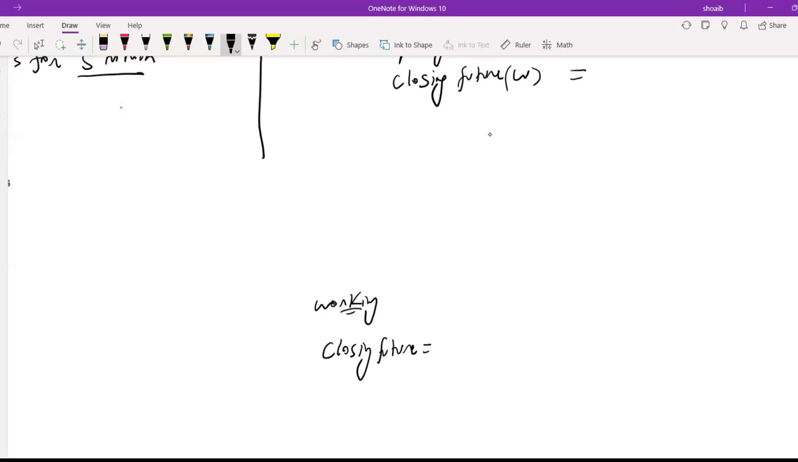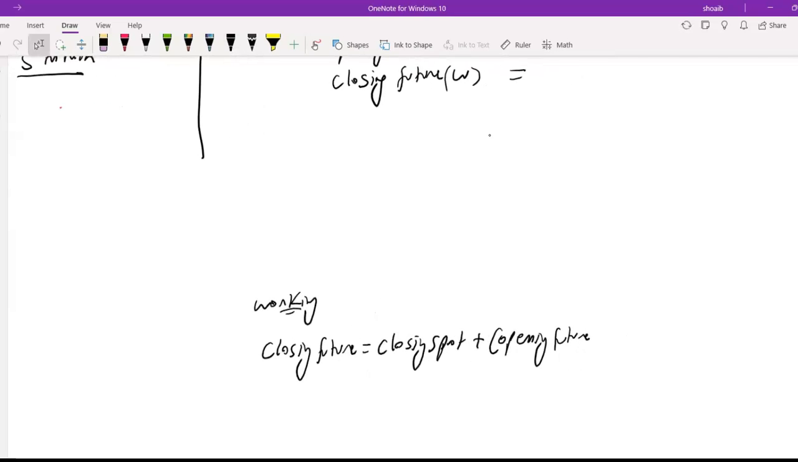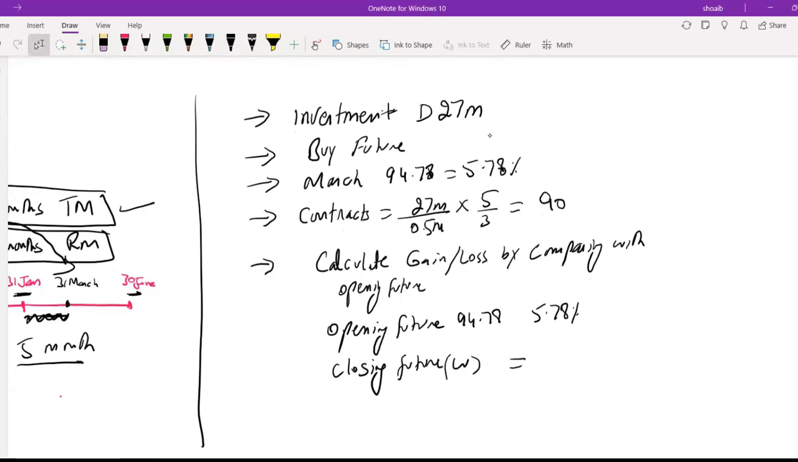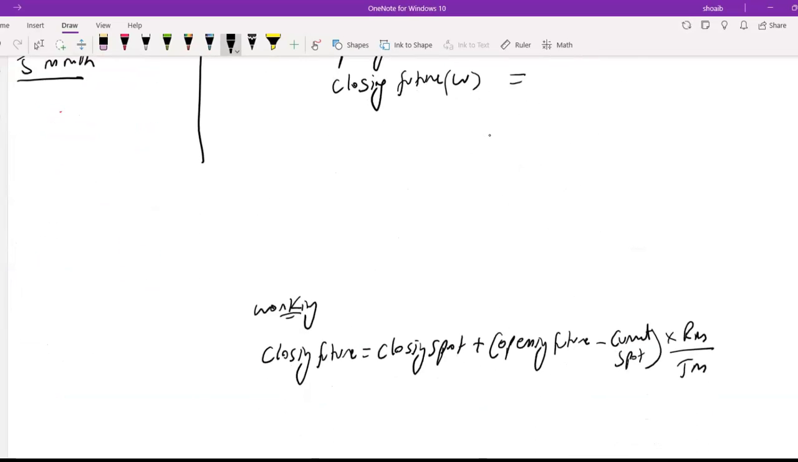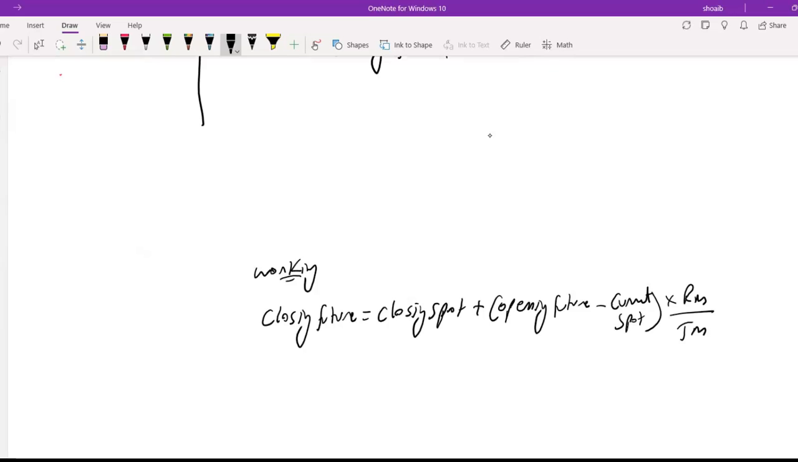Closing future: closing spot plus opening future minus current spot into remaining months divided by total months. So this is the formula. 5.22. This is the formula. Okay, what is the closing spot?